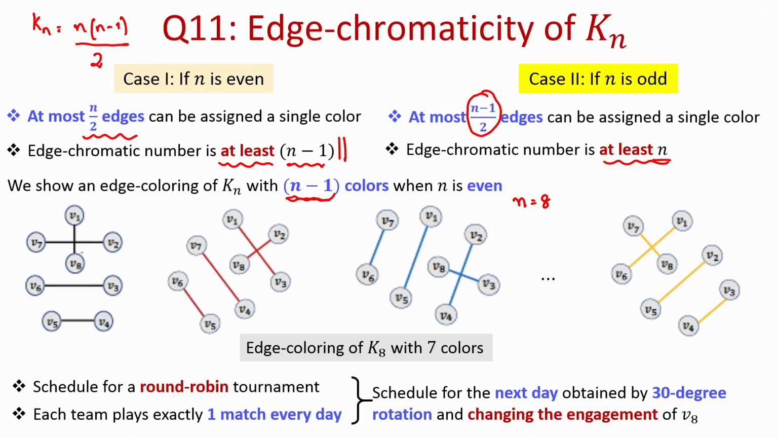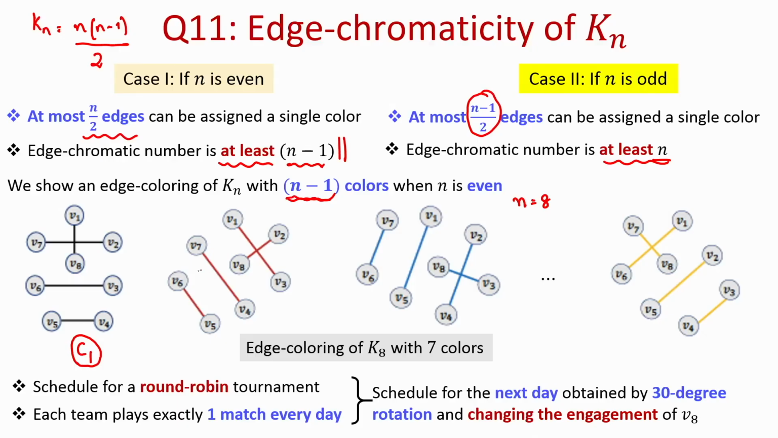On the first day I keep V8 at the center and engage V8 with V1, and engage V2 with V7, V3 with V6, and V4 with V5. So, this is equivalent to saying that this color C1 is used to color the edges between V4 and V5, V3 and V6, V2 and V7, and V1 and V8. That means I have colored the maximum number of edges using color number 1, and now I have to use color number 2, and using color number 2 I will try to color another set of 4 edges.